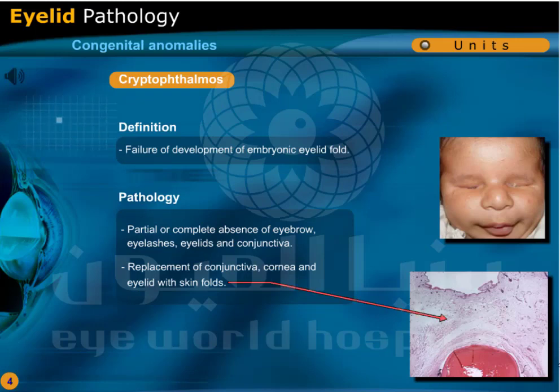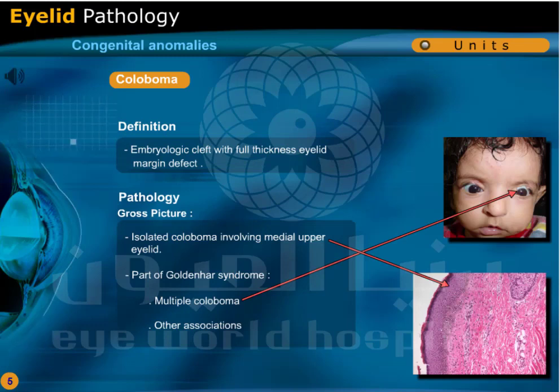Congenital anomalies. Cryptophthalmos is failure of development of embryonic eyelid fold. There is partial or complete absence of eyebrow, eyelashes, eyelids, and conjunctiva, and there is replacement of conjunctiva, cornea, and eyelid with skin folds. Coloboma. Coloboma is an embryologic cleft with full thickness eyelid margin defect. It may occur as an isolated anomaly involving the medial upper eyelid, or may be a part of Goldenhar syndrome, formed of multiple colobomas and other associations.